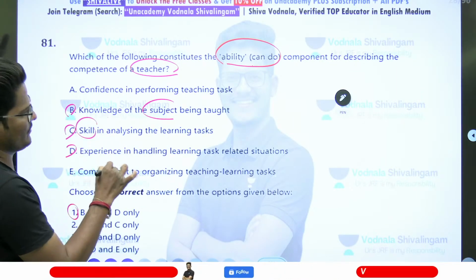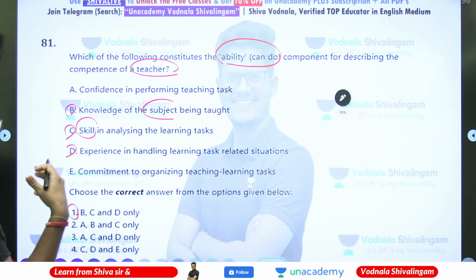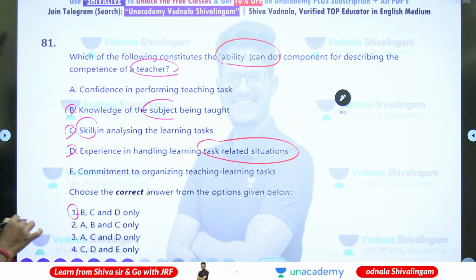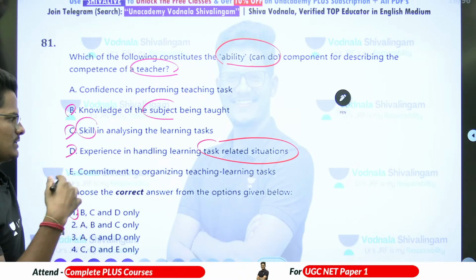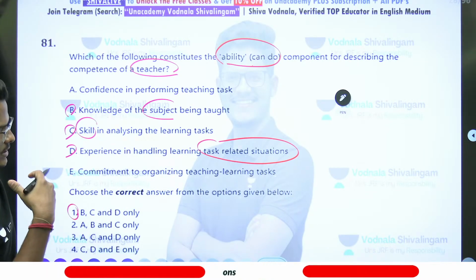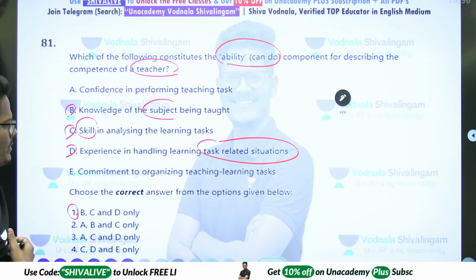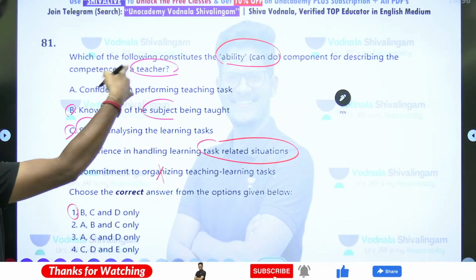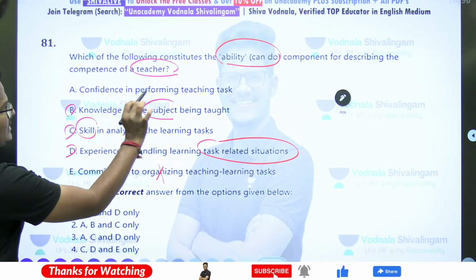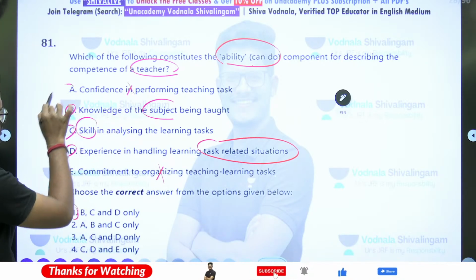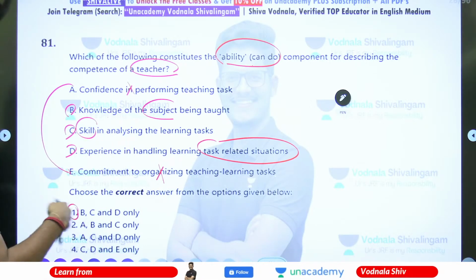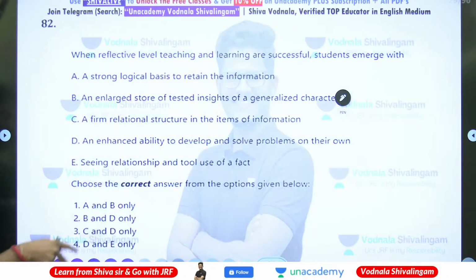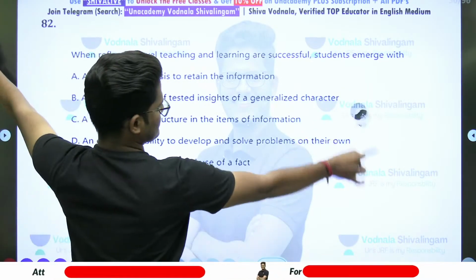The communication skill of analyzing the learning task. Experience in handling a learning related situation, how you can better manage or control the classroom or learning task related situations. Commitment to organizing a teaching learning task does not say much about the ability of a teacher. Confidence in performing a teaching task is also personal. These both are personal. But can do means ability, which comes from the underlying prerequisites for the teaching. Next.